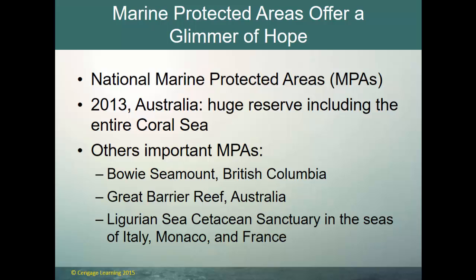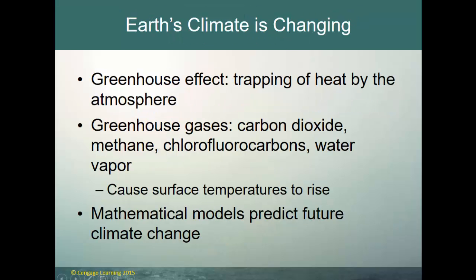Much of Hawaii, all around Hawaii, is a national marine protected area. Coral Sea, around Australia, British Columbia, Great Barrier Reef. There's lots of them, and the more, of course, we have, the better off we're going to be.